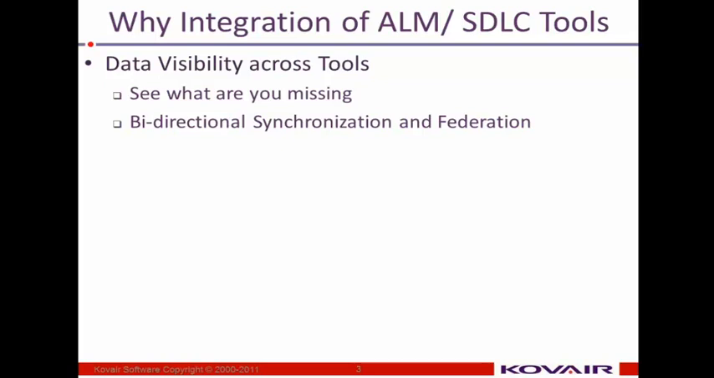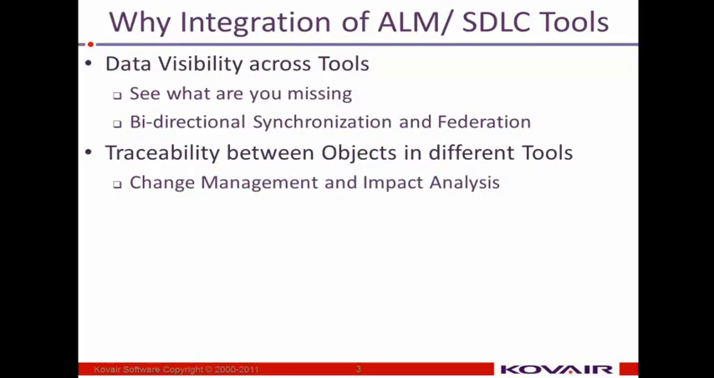Federation basically means that you can actually see the data of the other tool without actually transferring the data from one tool to another tool, which basically means on demand you go to the other tool and get that data from this other tool. Now the data visibility is the tip of the iceberg. We should be able to achieve much more than just data visibility. For example, we should be able to create traceability between objects in different tools. This traceability allows us to do change management across the tools, which basically means that if one object in one tool is changed, we should be able to see the impact of that change in other tools.